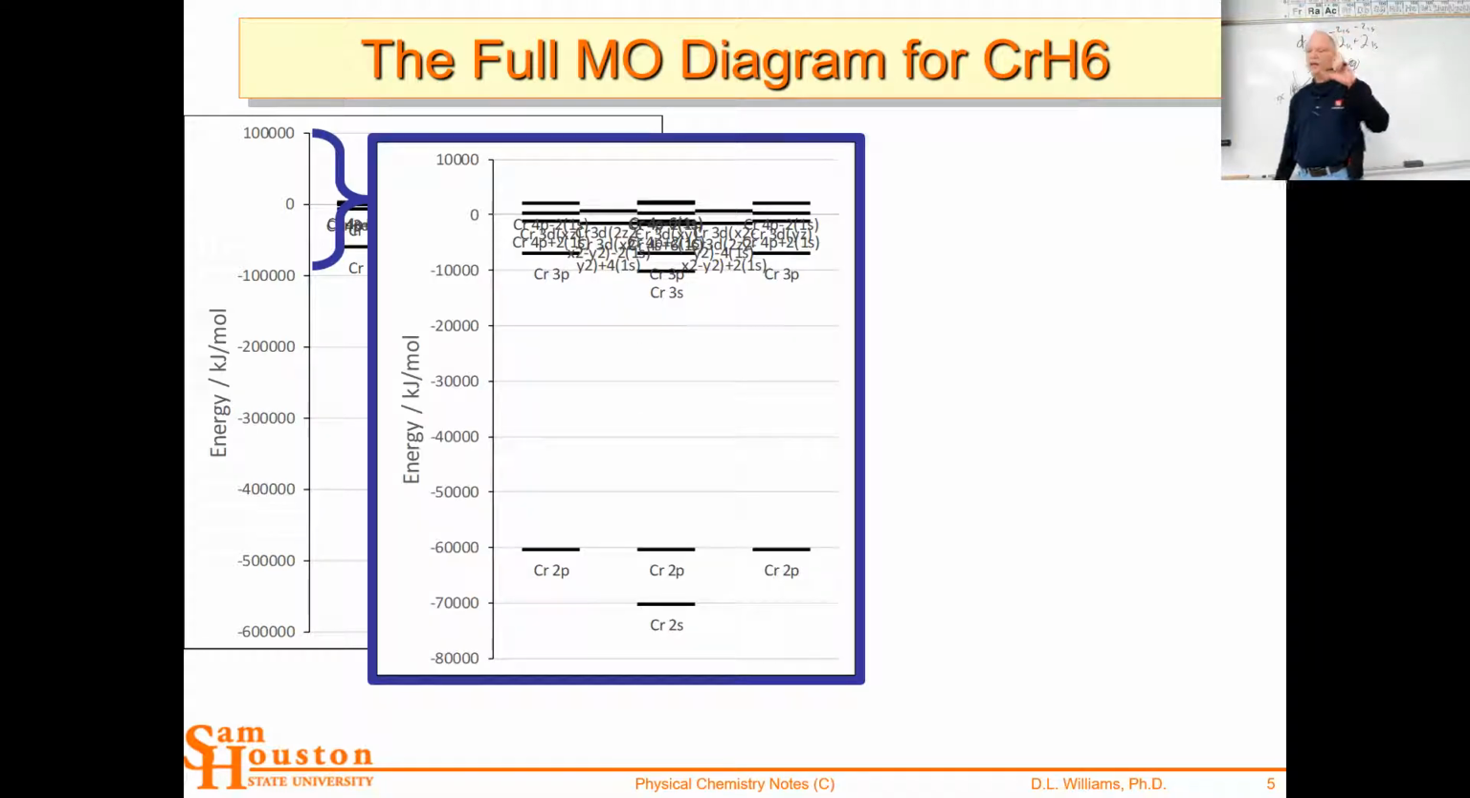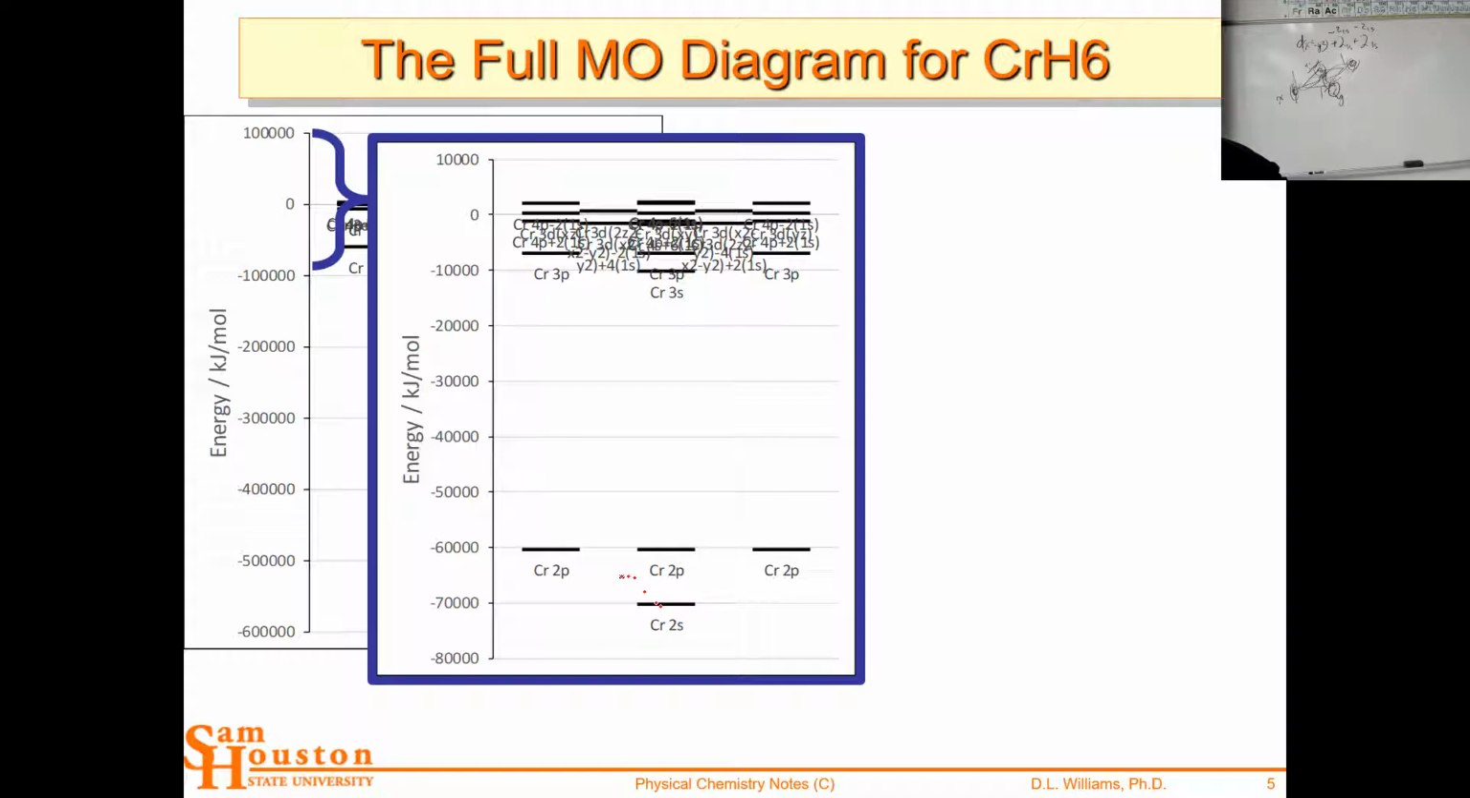Zooming into that region that I show with the bracket, this is the blue box. Now we see some more atomic orbitals. We've expanded that y-axis, kind of zoomed in, and look what we see down here at the bottom. We see the 2p shell. So the n equals 2 shell for chromium is down here.